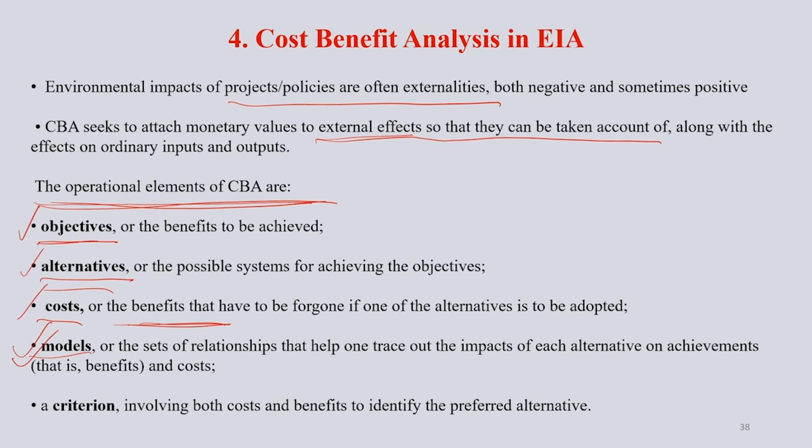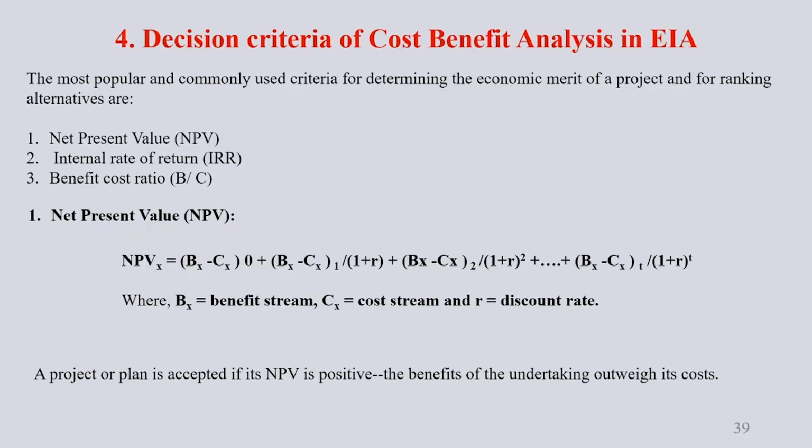So, for any alternative that you choose, how much is the cost and how much is the benefit, CBA will help you to understand. And finally, a criteria involved with costs and benefits for identifying the preferred alternative. So, CBA basically helps a company or a government to initiate or implement a project in a successful manner, because it gives a clear picture of the financial situation.